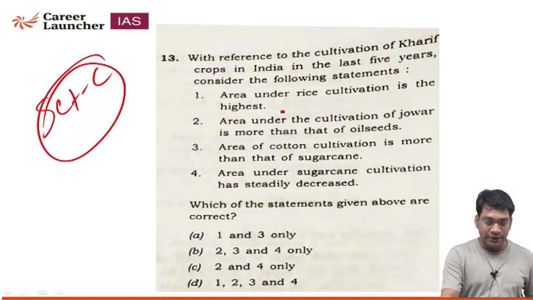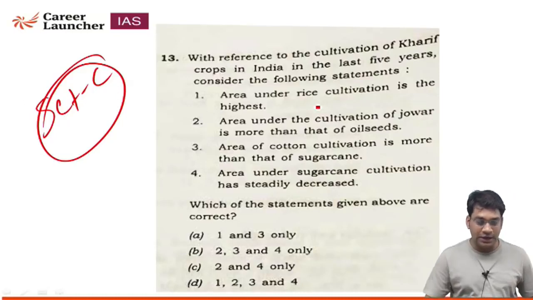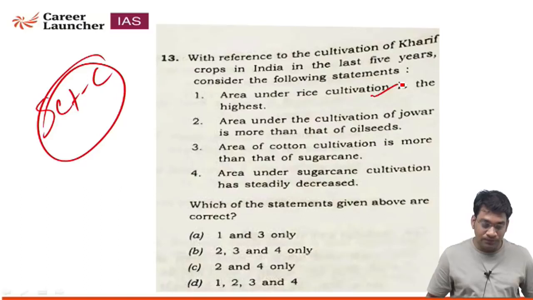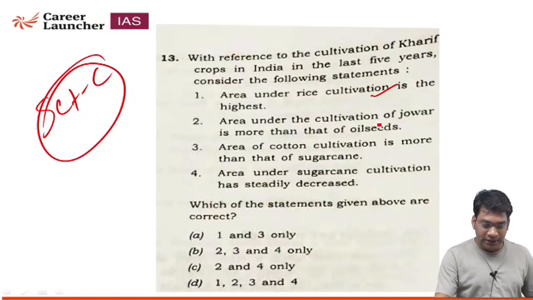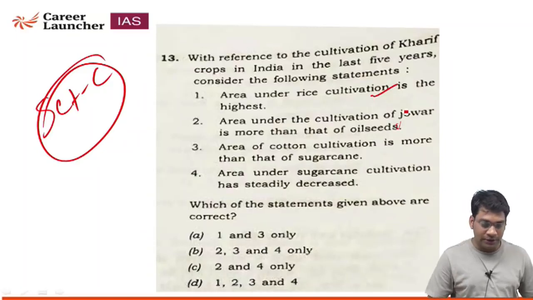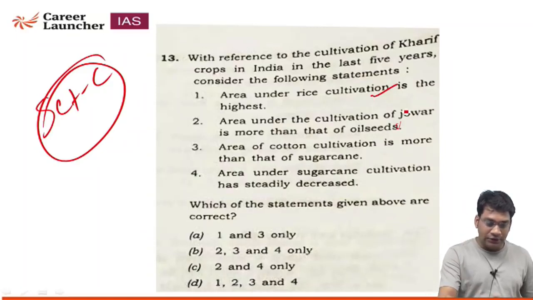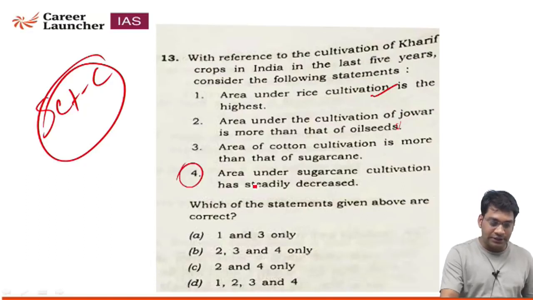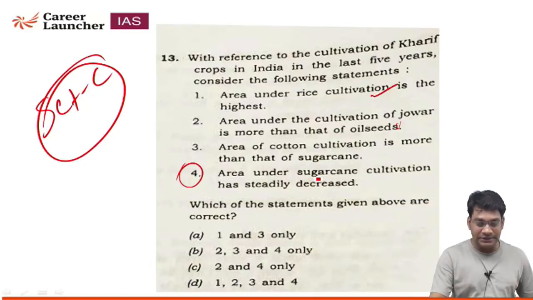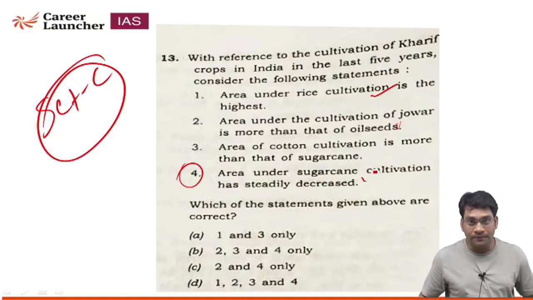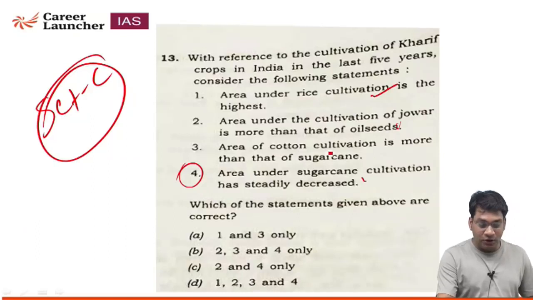Now you see the first statement: the area under rice cultivation is the highest. This statement is completely true. We know that rice cultivation covers the maximum area in our country. The statement that the area under jowar cultivation is more than that of oilseeds creates a little confusion. So first, after reading the fourth statement, it says that the area under sugarcane cultivation has steadily decreased. This statement is completely wrong. And the third statement says the area of cotton cultivation is more than that of sugarcane.